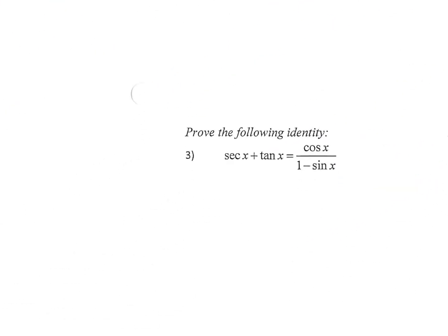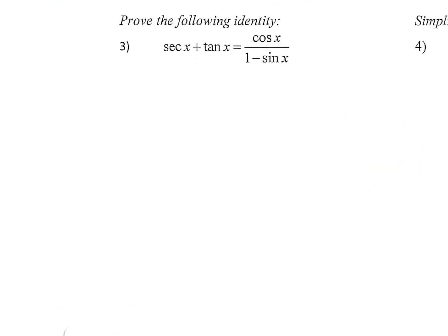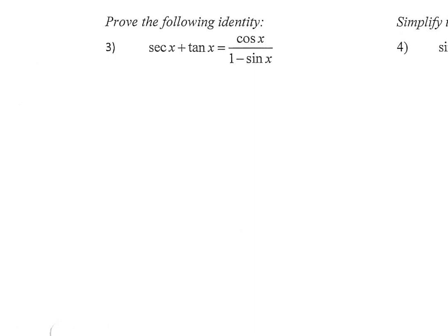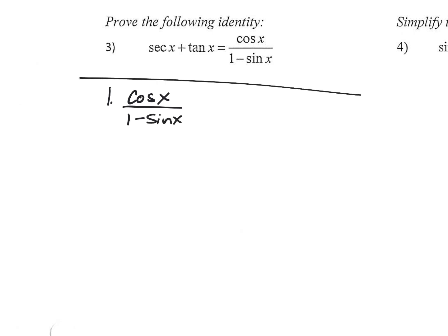Next, we're going to look at a proof. And again, I think it's a little bit easier to look at the right-hand side here. So I'm going to start with my first statement, cosine x over 1 minus sine x. And in a 2-column proof, it's always a good habit to just write down our first step as given information. It's kind of establishing that we're going to work on that right-hand side.